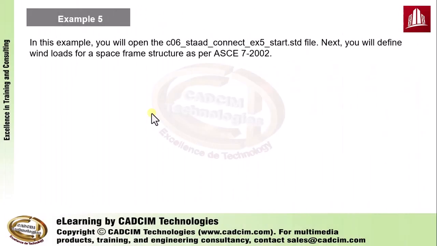Hello everyone. In this example, you will open the C06 STAAD Connect example 5 start file. Next, you will define the wind loads for a space frame structure as per ASCE 7 2002 code. To do so, first start your software.